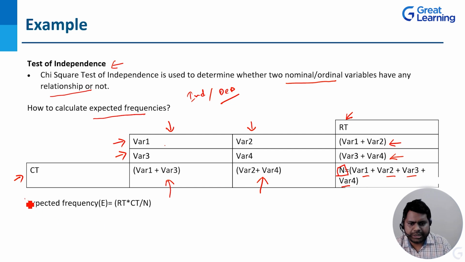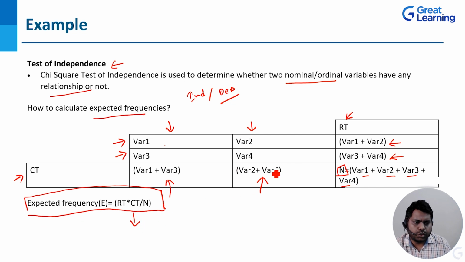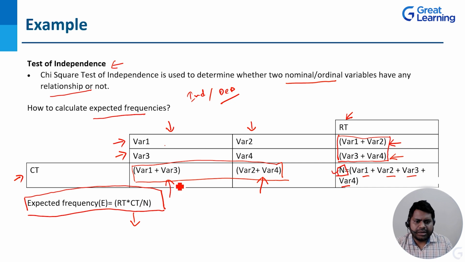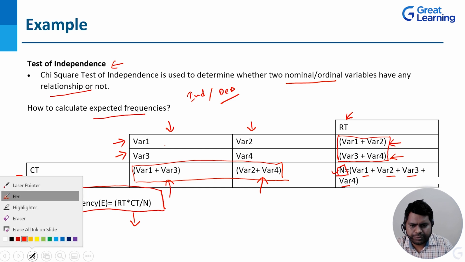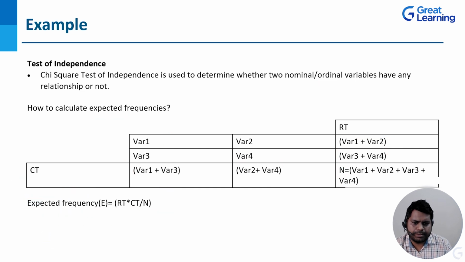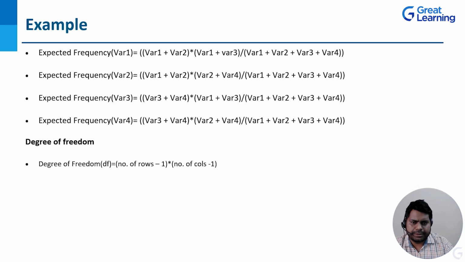So now our expected frequency is nothing but E is equal to RT into CT divided by N. So total sum of this column term multiplied by this row term total divided by N. Then we will get expected frequency. Let me clear this before moving to the next slide. Moving on to the next slide.